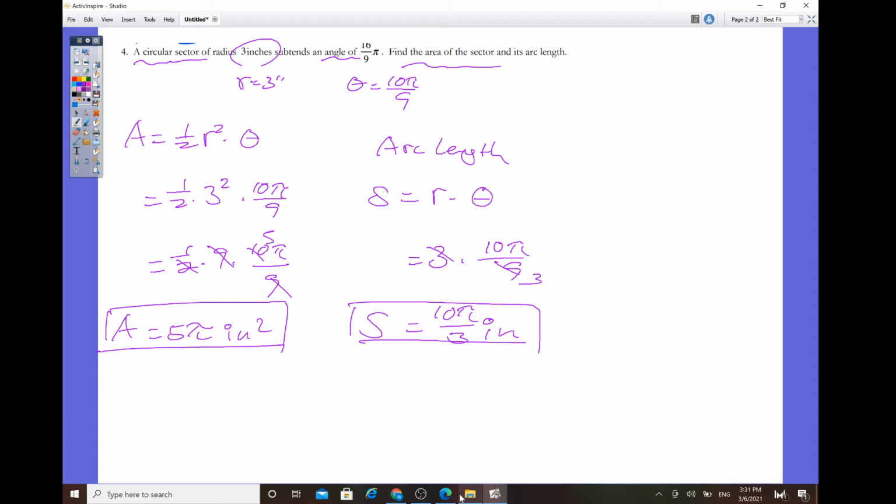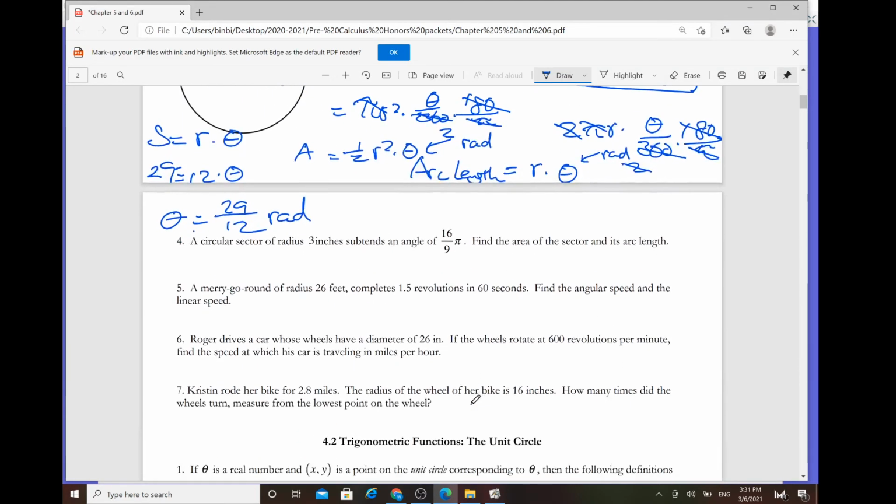Okay, so now let's see what else. A merry-go-round of radius 26 feet completes 1.5 revolutions in 60 seconds. Okay, so find the angular speed and the linear speed. Before we get started with this one, we'll talk about the general relationship about those formulas. Revolutions, angular speed, how fast it spins, okay? The linear speed, how fast it goes for the merry-go-round. Okay, so let's find out.